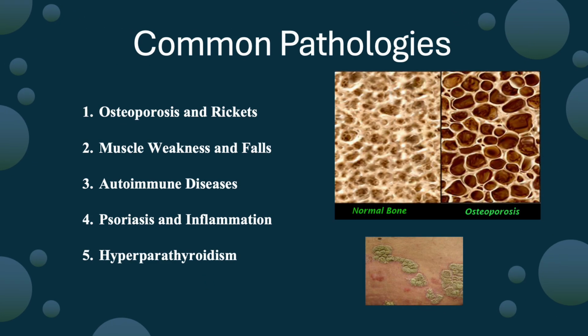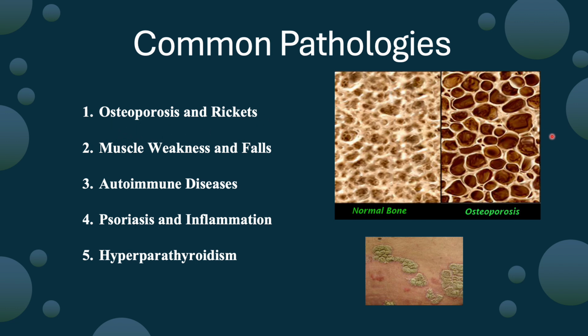Okay, now let's look at some common pathologies associated with altered vitamin D or blood calcium levels. So the first example is osteoporosis or rickets. So as we mentioned before, vitamin D is important in regulating bone mineralization. So if you have inadequate vitamin D, you may not have proper mineralization of the bone matrix. So in children, we have rickets, which is really just bone deformities. And in adults, we have osteoporosis.